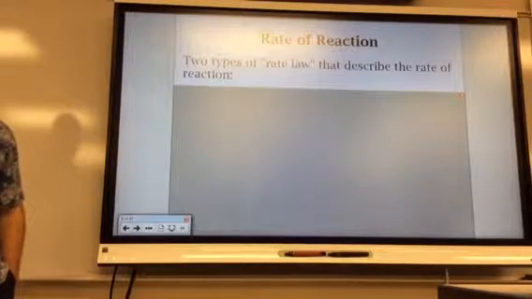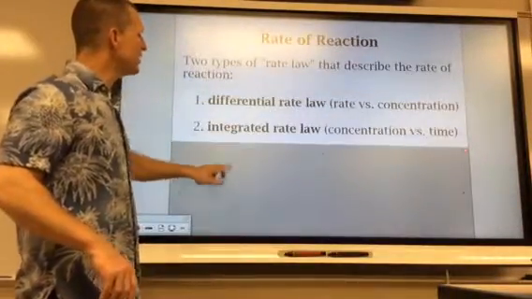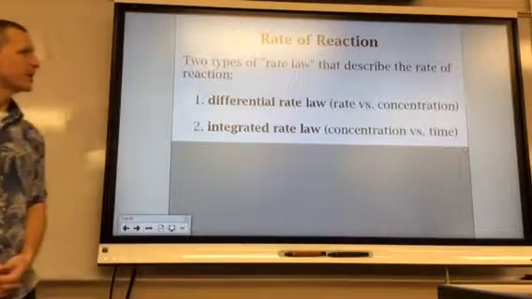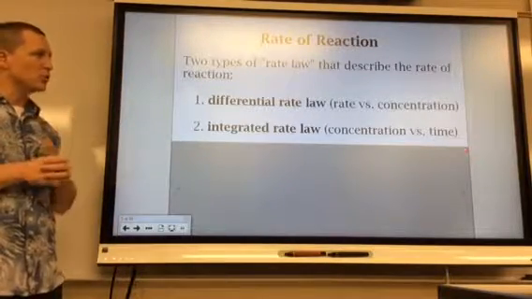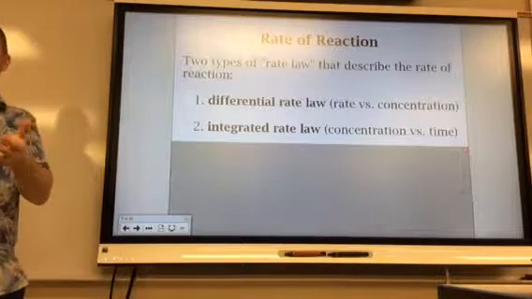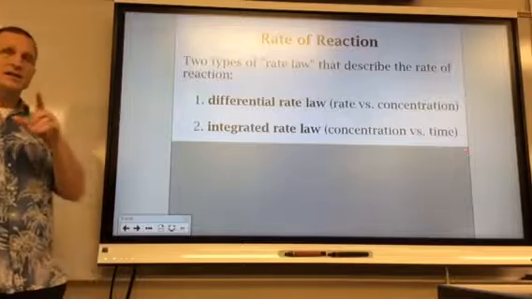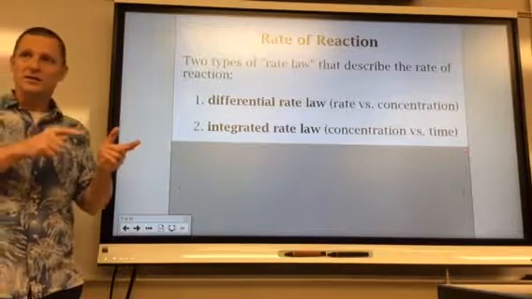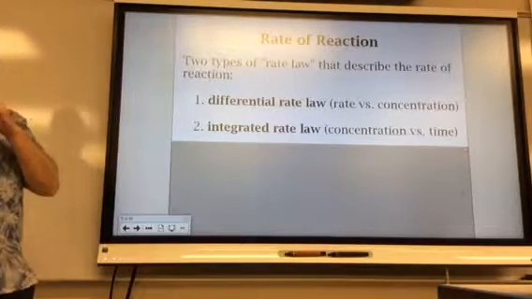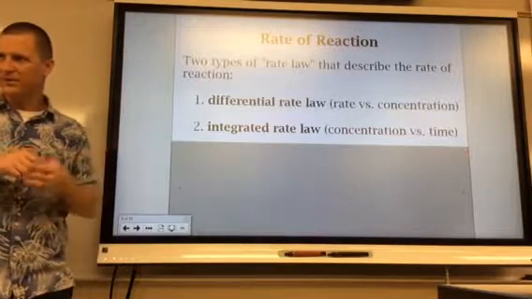So there's two types of rate law. And the two types are differential rate law and integrated rate law. And the difference between these two types of rate law is it just depends on what information you get. What is easier to measure? Is it easier to measure the concentration as it affects the rate? Or is it easier to measure the concentration, how it's changing over time?